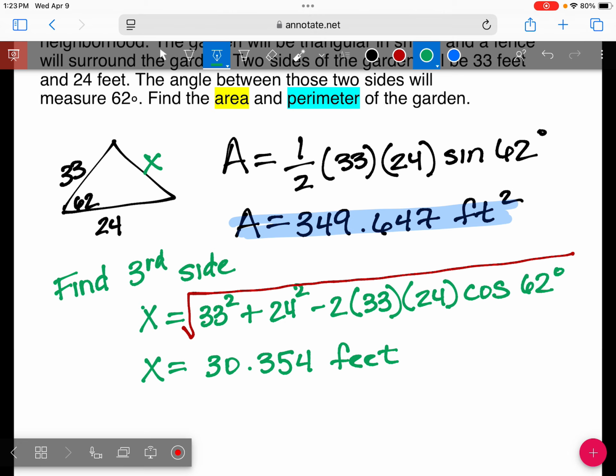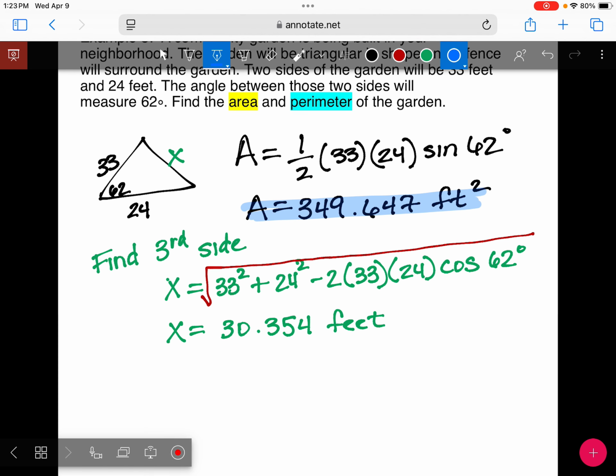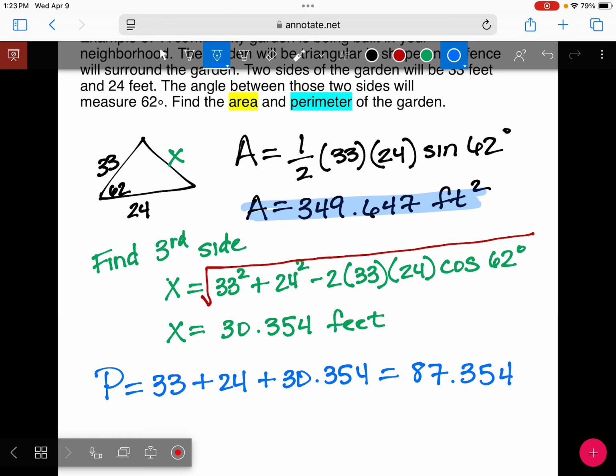Now I know all three sides. So my perimeter is going to be the sum of all three sides. So I have the 33 plus the 24 plus 30.354. And that is the end of chapter 8.